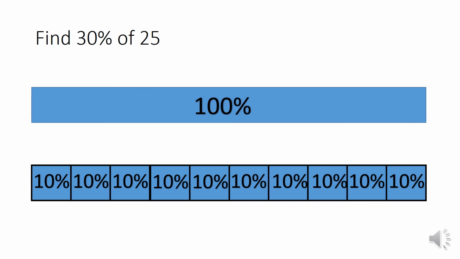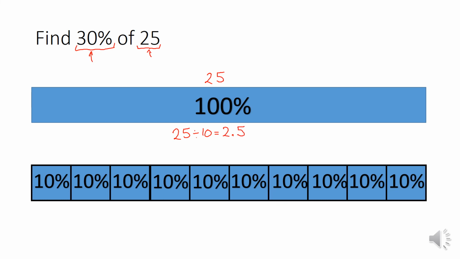So this time we're looking for 30% of 25. So that tells us our original amount is 25. So 100% is 25. Because we're looking for a multiple of 10%, a good place to start is finding 10%. To find 10% of a number, we have to divide by 10. So to work out 10% of 25, we do 25 divided by 10. And that gives us 2.5.